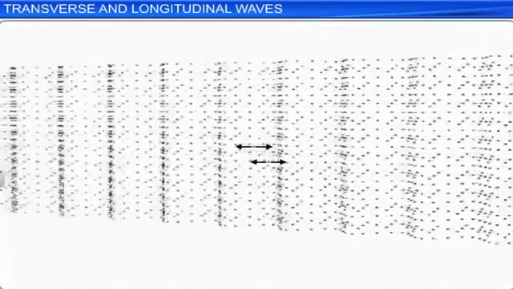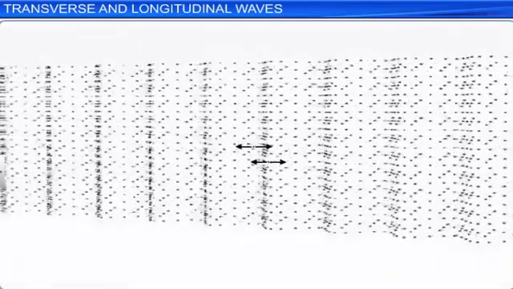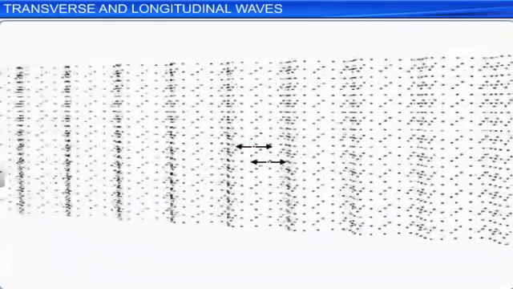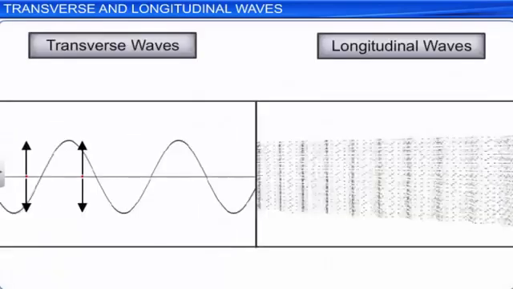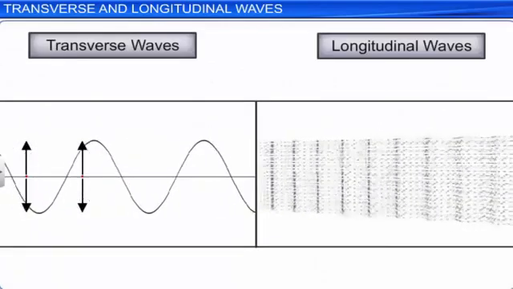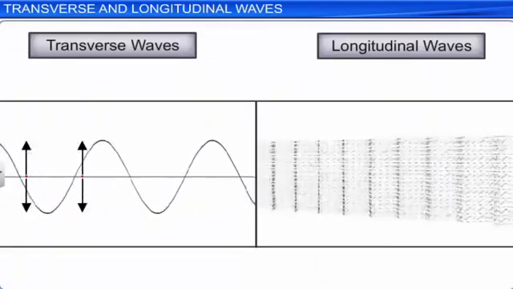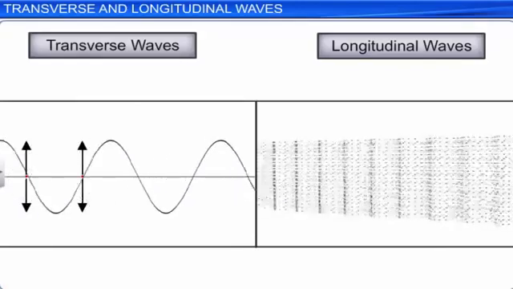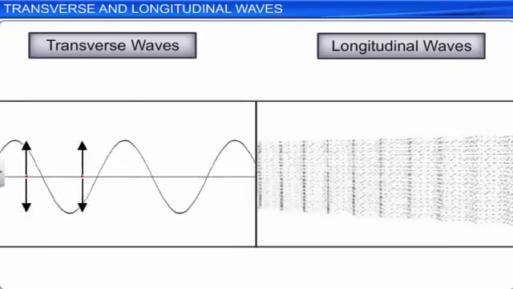In a longitudinal wave, the particles of the medium vibrate in a direction parallel to the direction of the propagation of the wave. In both waves, it is only the disturbance that propagates and not the particles of the medium. The particles of the medium only vibrate about their main positions.